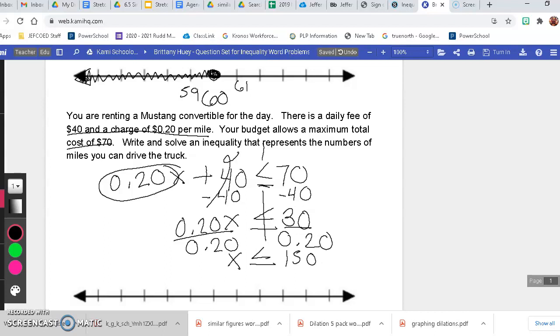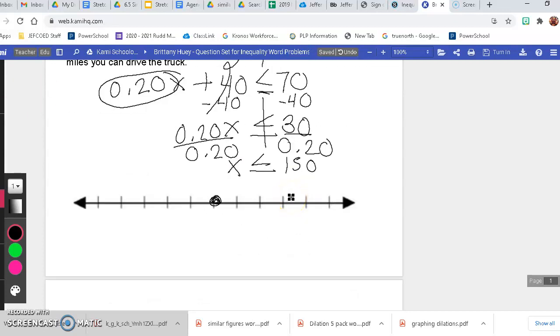So notice right here, this little line means we're going to do a dot for our graph. I'm going to put here 150. I'm going to skip one space, and how about I say 149? I'm going to skip a space, and how about I say 151? Alright, so notice x is less than 150. So if I'm going to shade towards where the variables are less than, it's going to be that direction right there.